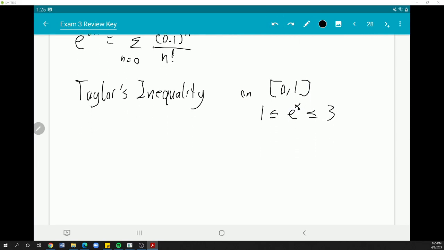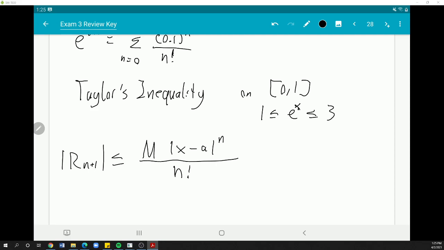Taylor's inequality says my nth remainder is less than or equal to M times x minus a to the n plus 1 over n plus 1 factorial. No, that's not right. The plus 1 comes on the M. But what is this M? Where the nth derivative f^(n)(x) is less than or equal to M, at least on the interval. So here we can use M equals 3.